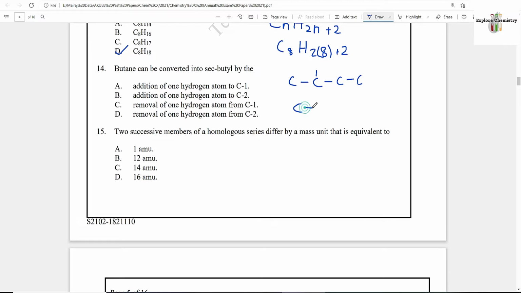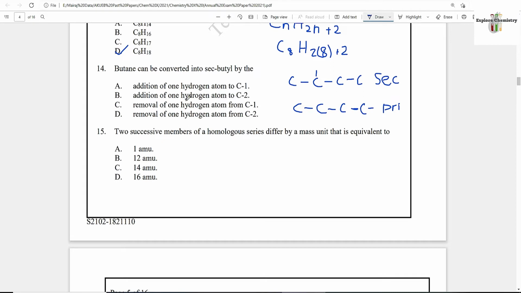If I remove hydrogen from any corner carbon, this will be the structure, and this is not the secondary butyl. This one is primary butyl, because at the corner carbon hydrogen is removed. This one is secondary butyl. From center carbon hydrogen is removed. So from carbon 2, one hydrogen should be removed. This one is second number carbon.